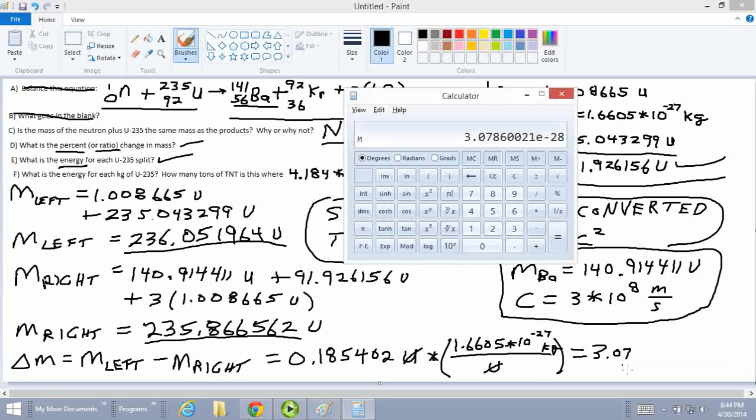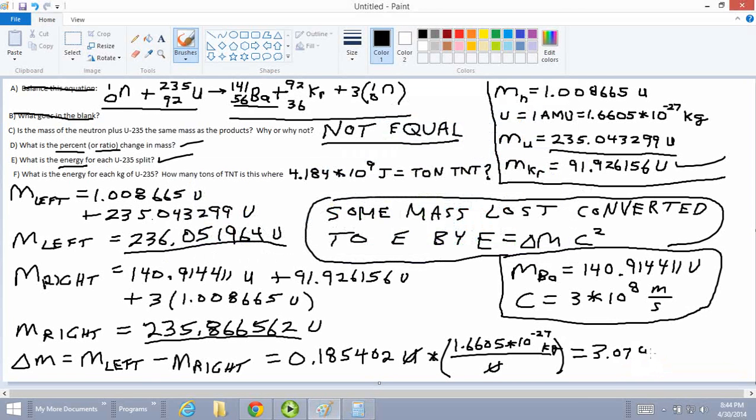Go back to my calculator. 3.07860021. Now we don't need to keep this many sig figs. Times 10 to the negative 28th kilograms. There we go.